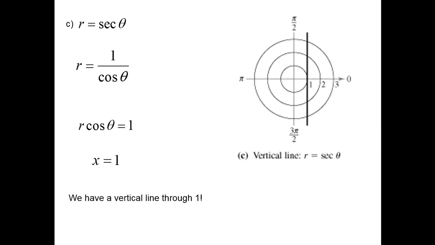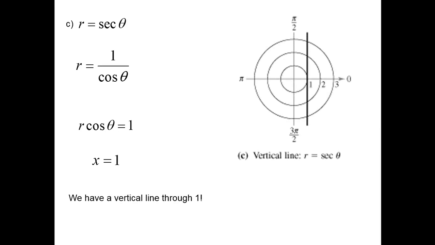Okay, last thing, let's look at r equals secant theta. This will graph in your calculator, but let's go ahead and convert it first. Remember, secant theta is 1 over cosine theta. I multiply that cosine theta to the other side. We have r cosine theta equals 1. Remember from our formulas earlier, what is r cosine theta equal to? That's x equals 1. So this just gives us the vertical line through x equals 1.